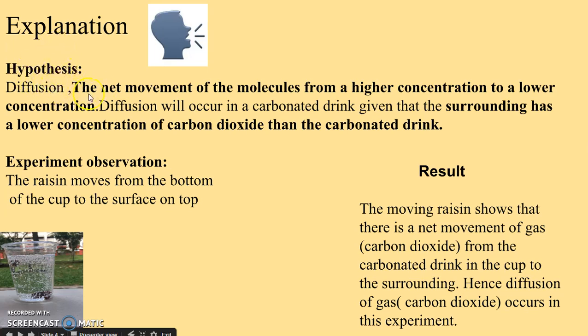Hypothesis. Diffusion: the net movement of the molecules from a high concentration to a low concentration. Diffusion will occur in the carbonated drink given that the surrounding has a lower concentration of carbon dioxide than the carbonated drink. Experiment observation. The raisin moves from the bottom of the cup to the surface of the top. Result. The moving raisin shows that there is a net movement of gas from the carbonated drink in the cup to the surrounding. Hence, diffusion of gas occurs in this experiment.